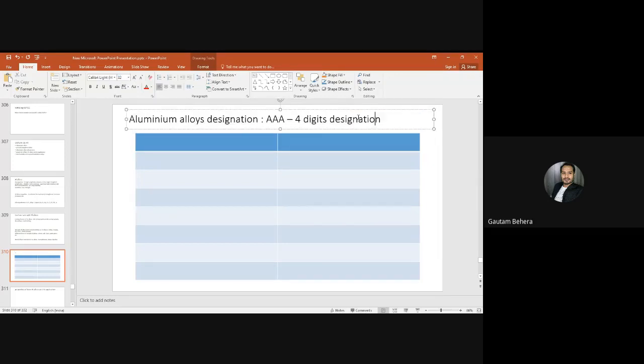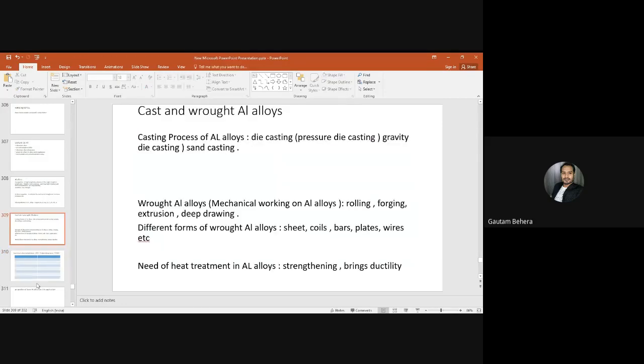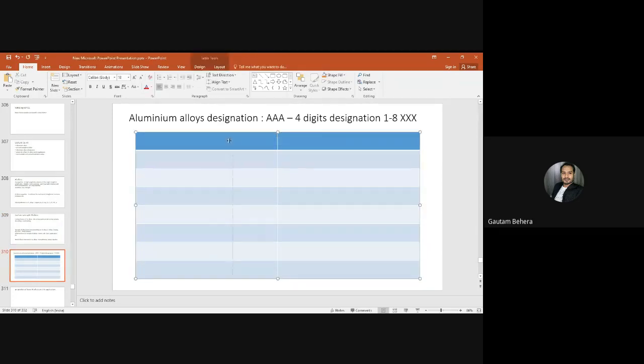So like 1 to 8 and triple X. This is a way of designation. So we have 1 triple X to 8 triple X, or some people say 1000 series to 8000 series. So I'll write over here the designation 1 triple X.